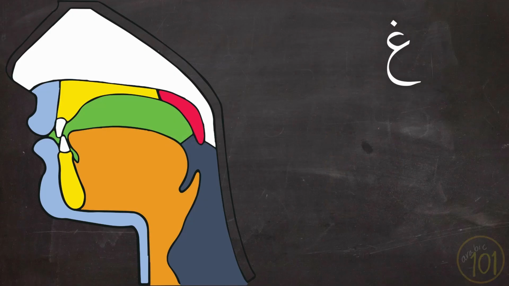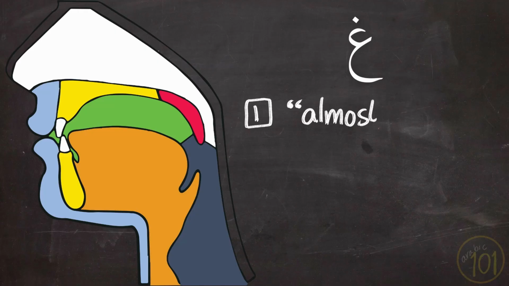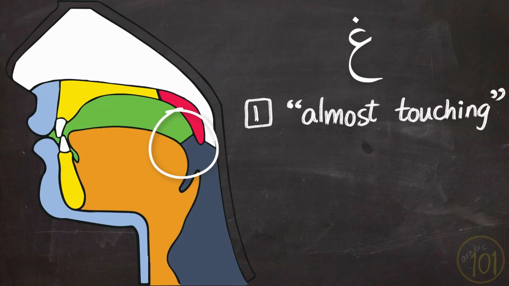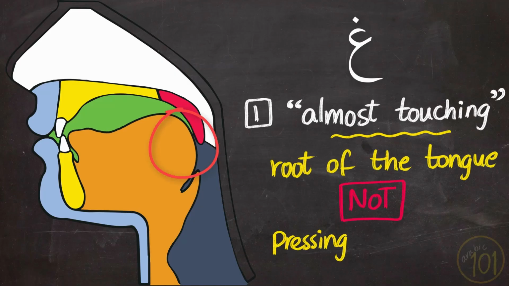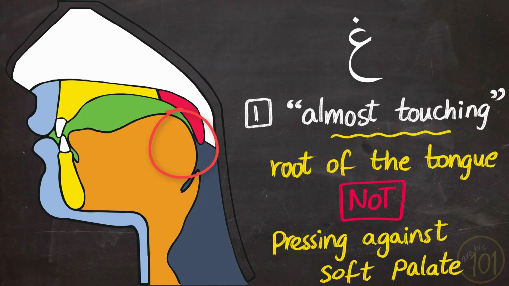And here we gotta notice two important things. Number one, notice that I said the root of the tongue is almost touching the soft palate, not fully touching, because the sound of ghain is a continuous sound, which means that it can be extended for as long as you want. Agh, agh, yaghsha. So, the root of the tongue should not be pressing on the soft palate, but there should be enough space allowing the sound to continue.